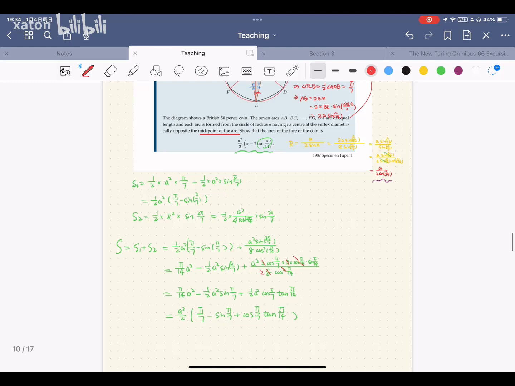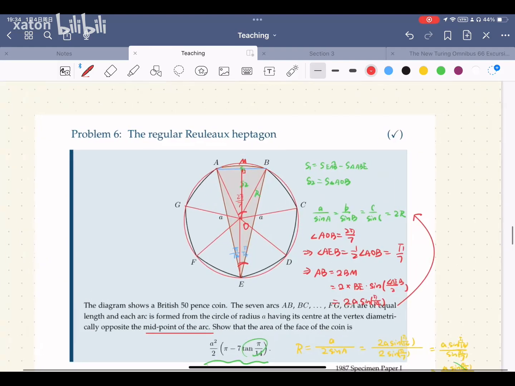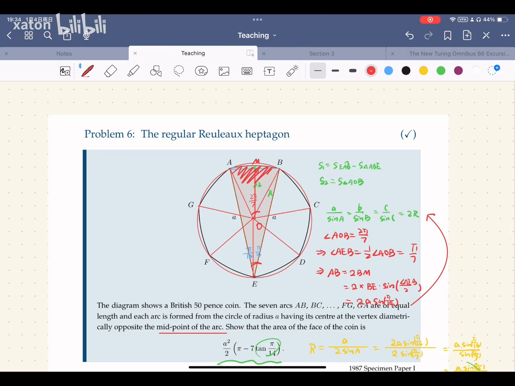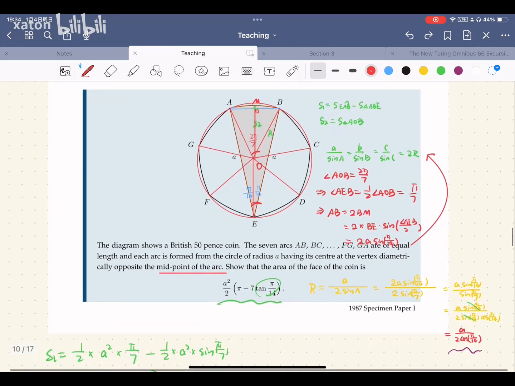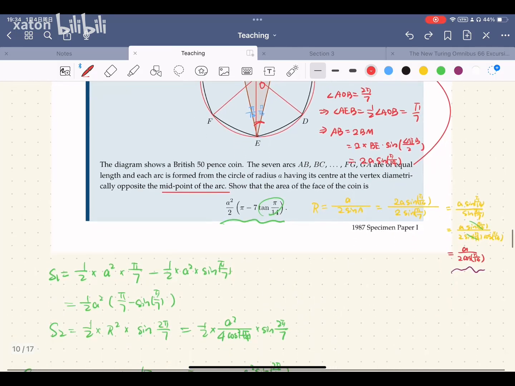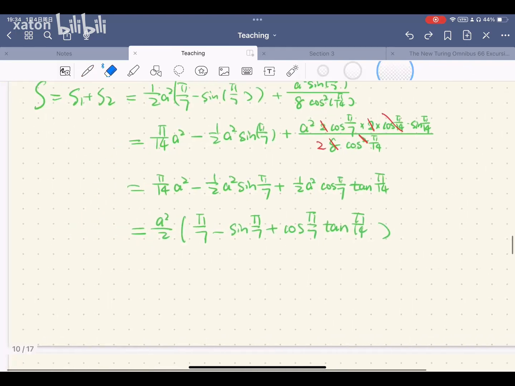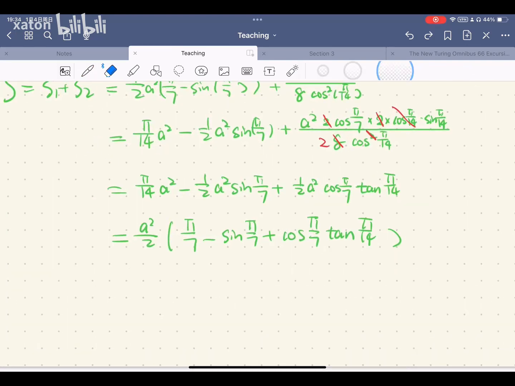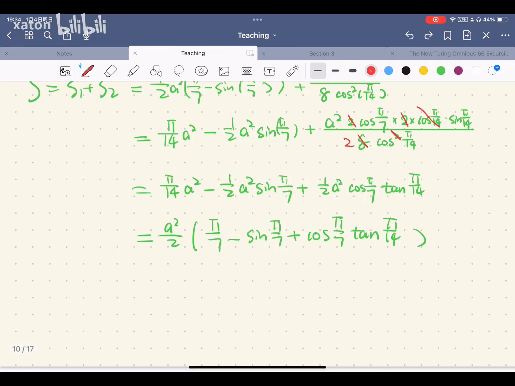So let's continue our solution to this problem. We have already found S1 plus S2, which is the surface of the red part. But what we want is actually the whole area of the coin. So that means we have to multiply the thing we get here by 7. So that would be the final answer we want. Yeah, here we go.